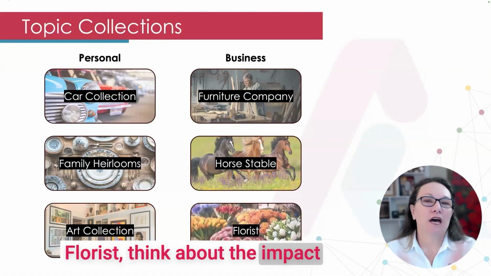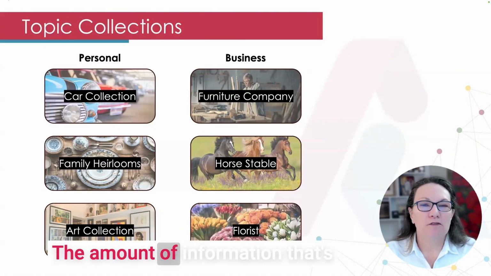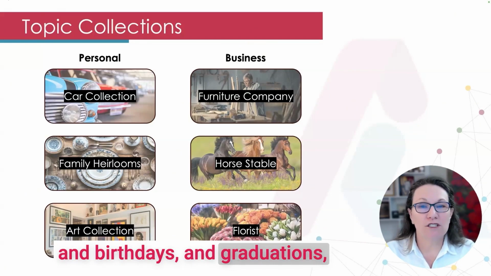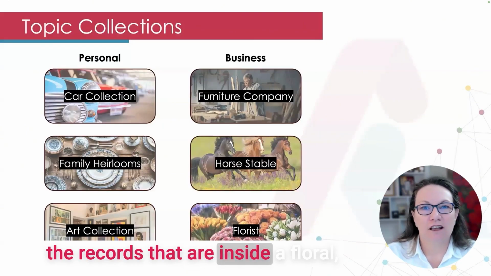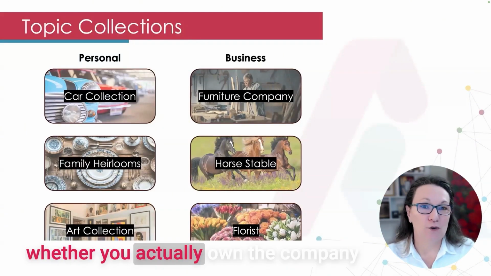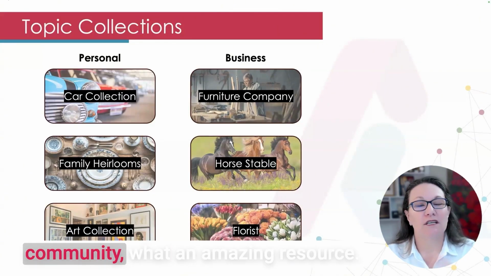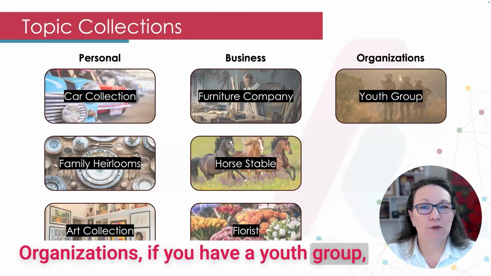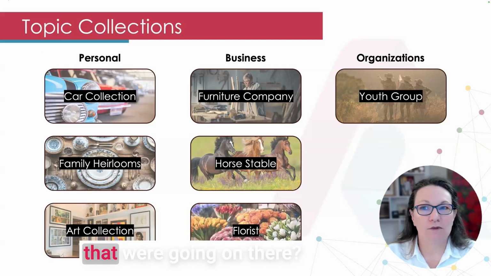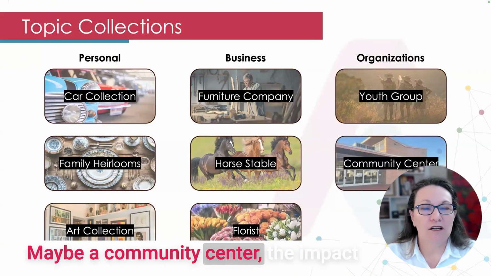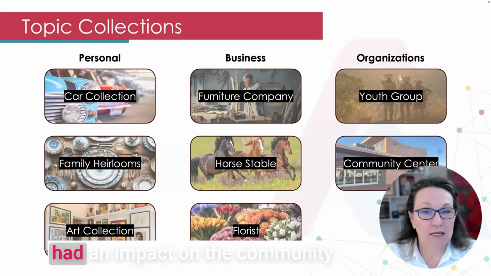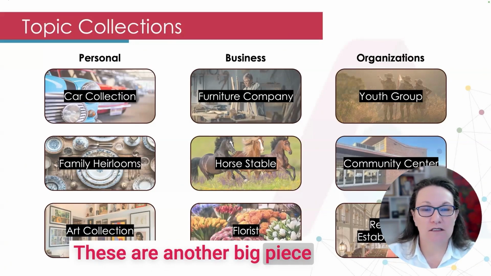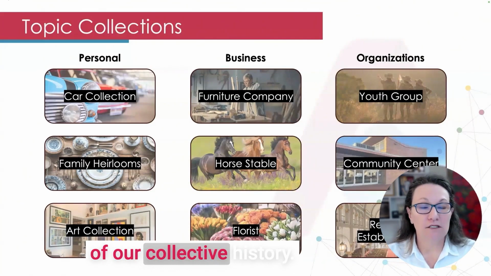Florist. Think about the impact a florist has on a community. The amount of information that's there on weddings and funerals and birthdays and graduations, the records that are inside a florist, whether you actually own the company or you're just researching your community, what an amazing resource. Organizations. If you have a youth group, who were the people that were part of it? What were the events that were going on there? Maybe a community center, the impact that it's had, the people that have had an impact on the community center, and religious establishments. These are another big piece of our collective history.